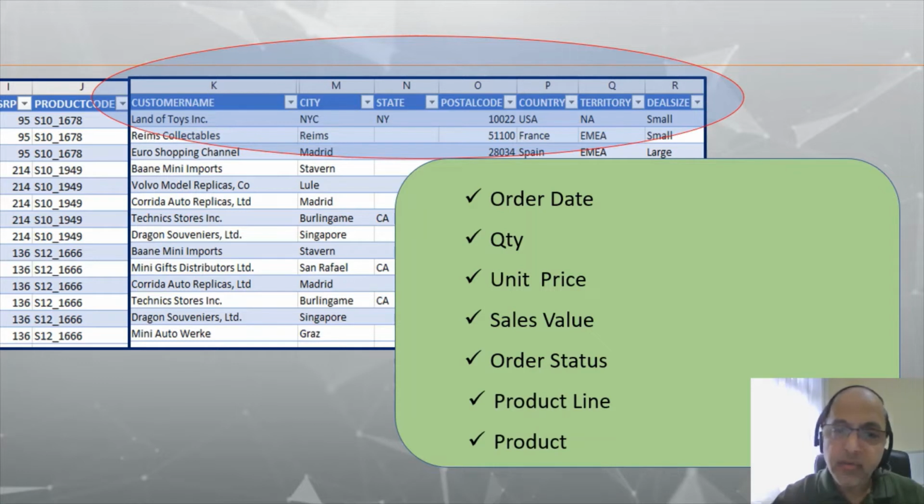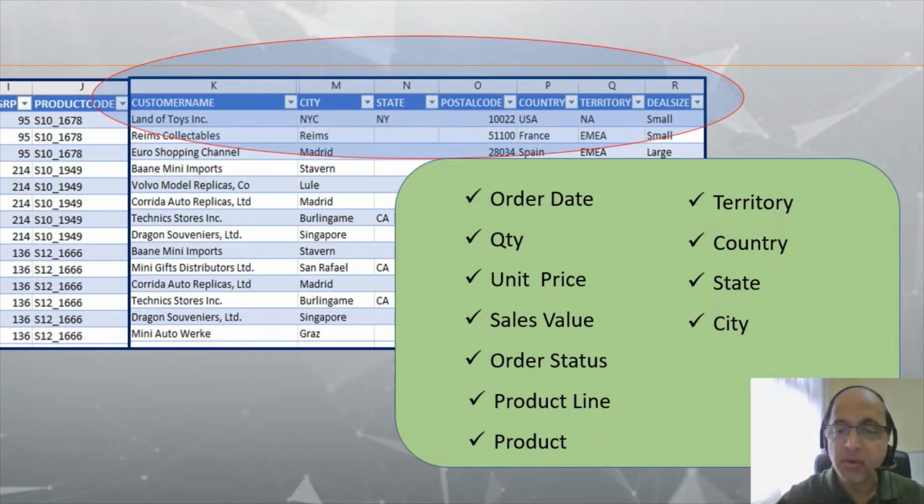Now let's identify the fields in this section. In this section, we have basically the location where the sales has happened. So let's see which are those fields. That is territory, country, state, and city. And these are enough for us. So we have now covered all the fields and tried to identify the key fields which we need in the context of the business requirement.